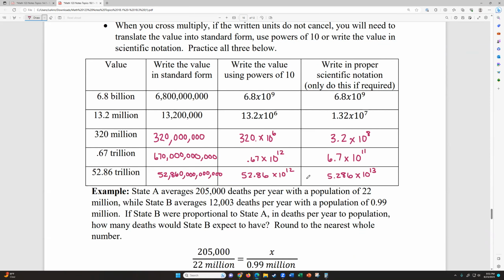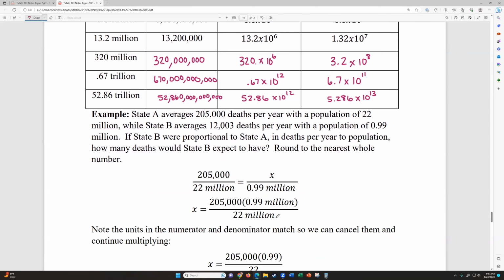All right, so where is this helpful? Well, I have one I've already worked out that I'll kind of read to you, and then we're going to do a couple together. So it says state A averages 205,000 deaths per year with a population of 22 million, while state B averages 12,003 deaths per year with a population of 0.99 million. Now notice they gave me the number of deaths and the number of population in both states.